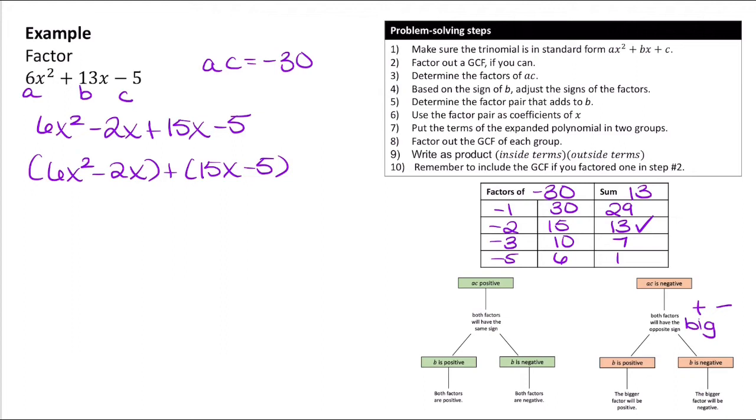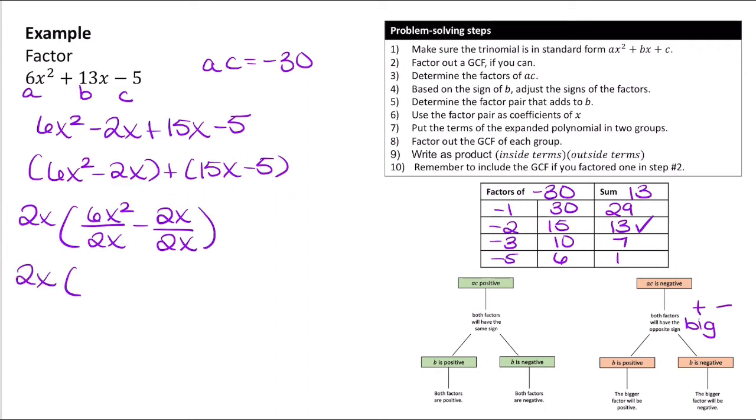And so now let's look at the first group. So notice that I have a GCF of 2x that I can factor out. So I have 6x squared divided by 2x minus 2x divided by 2x. And so that gives me 2x times 6 over 2 is 3, x squared over x is x, minus 2x over 2x is 1.